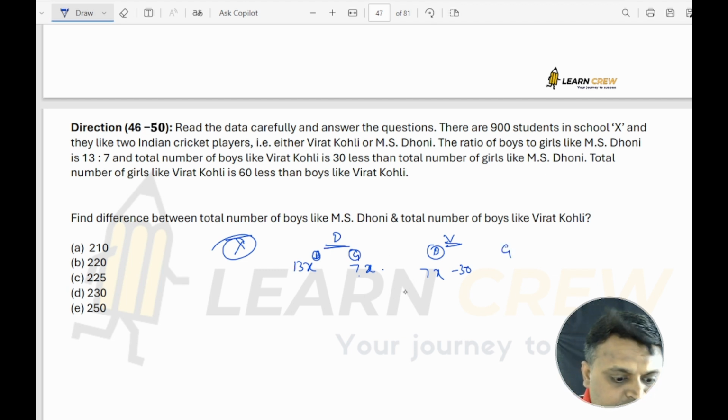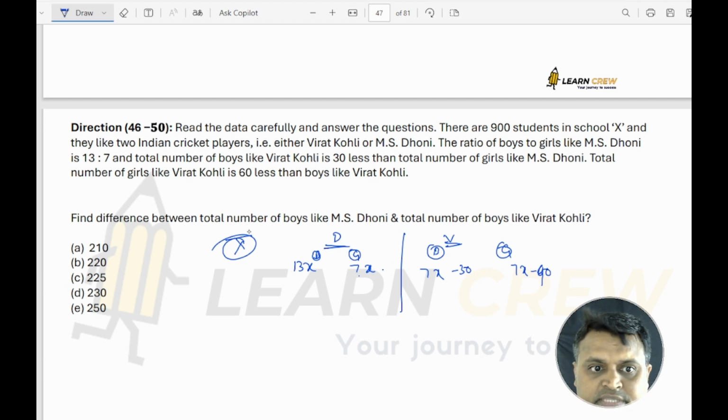And the remaining: girls who like Virat Kohli would be 60 less than boys who like Virat Kohli. Boys who like Virat Kohli is 7x minus 30, so 60 less means 7x minus 30 minus 60. That is 7x minus 90. This is about Dhoni, and this is about Virat Kohli liking.